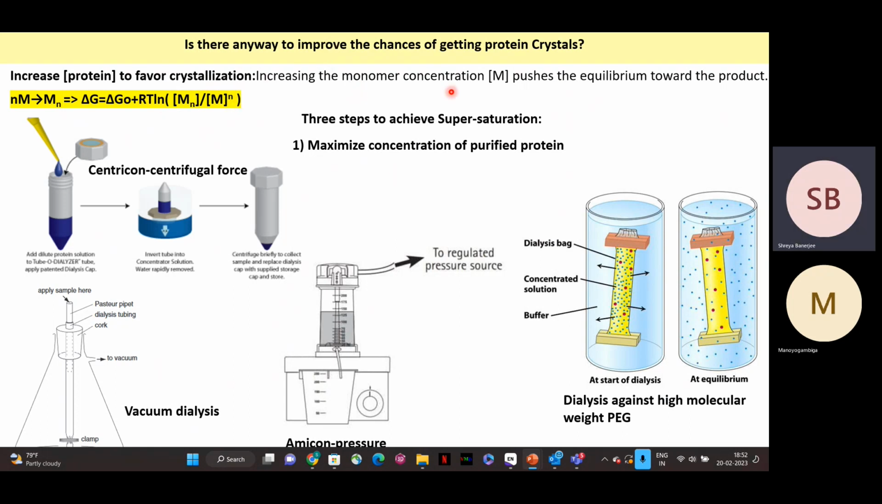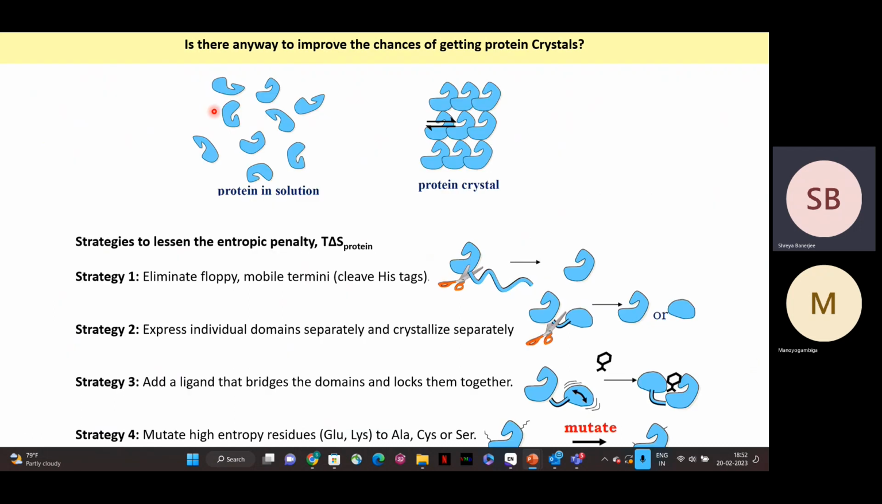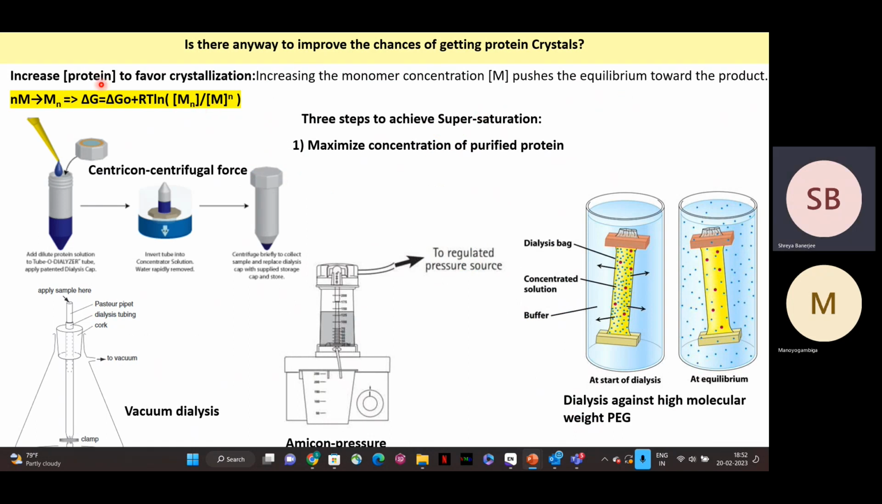So if by chance you increase the monomer concentration, that is, you increase the concentration of the free protein in solution, that will push your equilibrium towards formation of the crystal. So that is one way of improving, so increasing protein concentration to favor crystallization is one way to improve the chance of getting protein crystals. In order for the protein to be in the nucleation zone and form crystals, you need to have a supersaturated solution. And there are 3 ways to achieve the supersaturated solution.